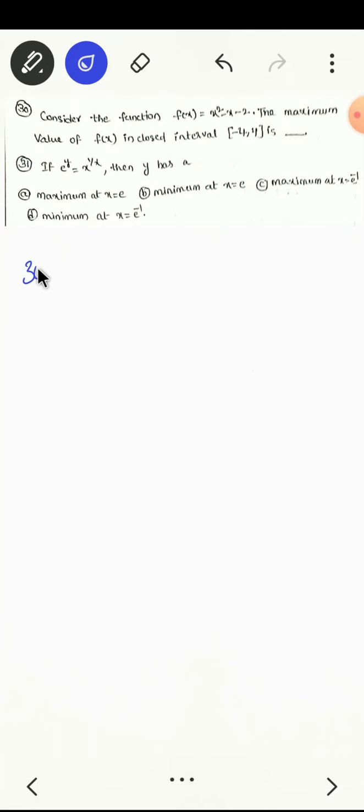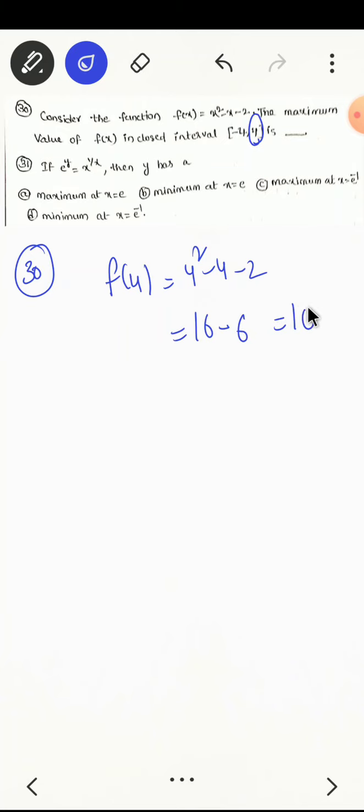Then problem number 30. Consider f of x is equal to x square minus x minus 2. The maximum value of the function. Maximum value will be at 4. So substitute 4. F of 4 is equal to 4 square minus 4 minus 2. 16 minus 6, 10 will be the maximum value. So you are going to substitute 10 as the answer. 16 plus 4, this is plus actually. 10 is the correct answer.